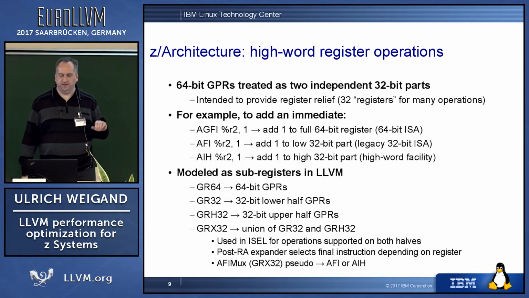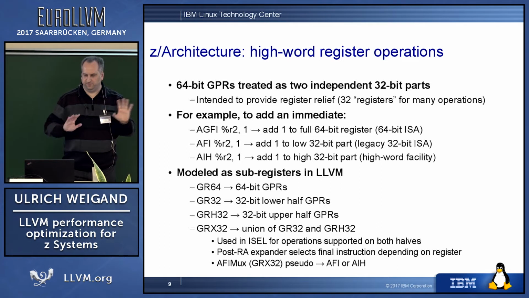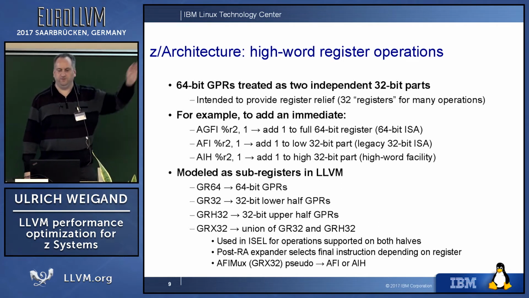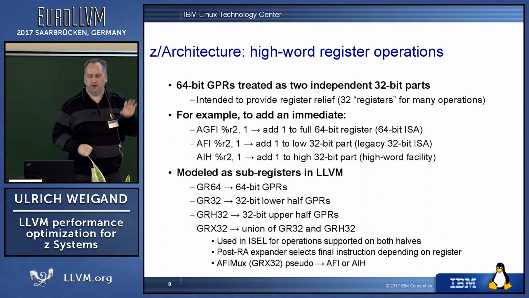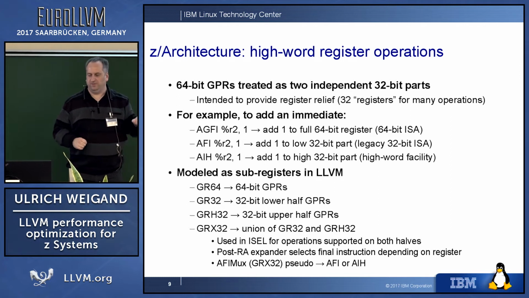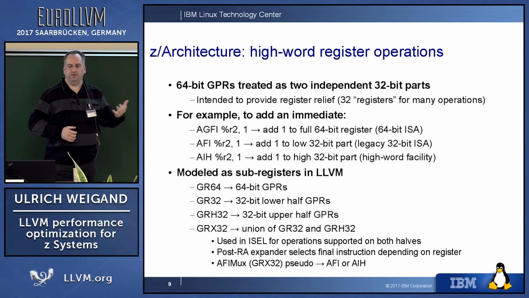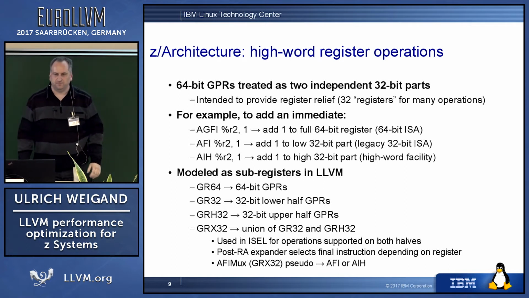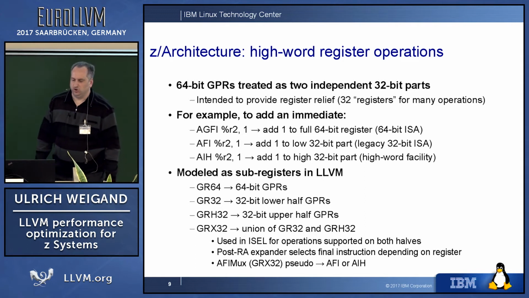One part is relatively easy. We have register classes, and we model these as sub-registers. That's completely straightforward and works very nicely in LLVM. We have the GR64 class, which is the full register. We have the GR32 class, which is the low half. We have a GRH class, which is the upper half. Then we define a special class, which we call GRX, which is simply the union of the low and high classes. This is the class that has those 32 registers, and this is the class we offer to the register allocator.